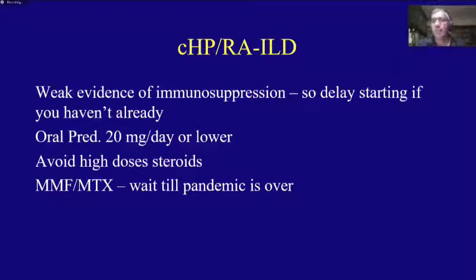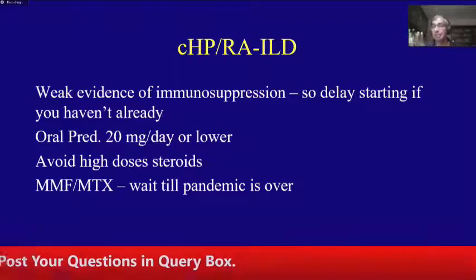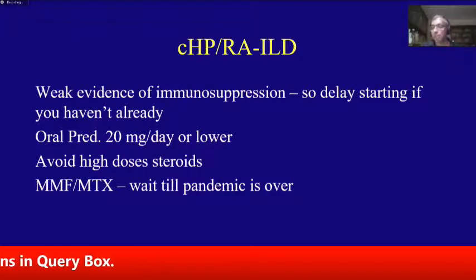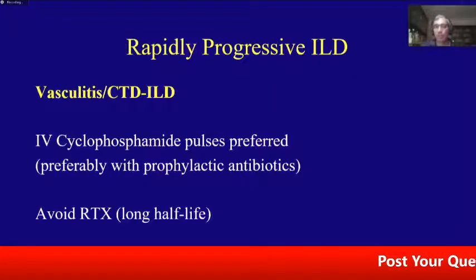What about CHP and RA-ILD? Two diseases I see a lot of. I see about 6 to 7 patients of ILD in a day. The majority are CHP. We know there's weak evidence of immunosuppression in CHP. So delay in starting mycophenolate, azathioprine if you haven't started it already. Oral prednisolone 20 mg or lower should be fine. Avoid very high doses of steroid. And I would say if you had to start MMF or methotrexate, when I'm saying start, not continue, I would wait till the pandemic is over and the patient is reasonably stable before you put them on that drug.